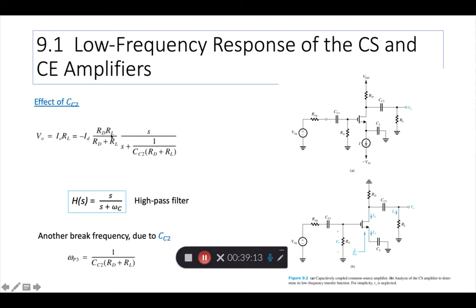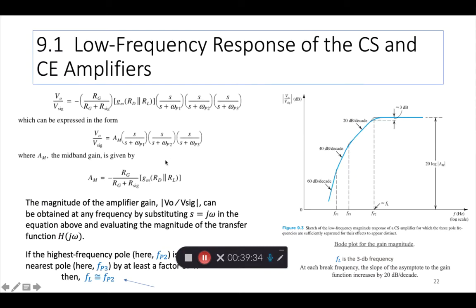Lastly, we have the effect of Cc2, which has its own form, and so this portion I've shown you is the break frequency due to Cc2, which is omega P3, which is 1 by Cc2 into Rd plus Rl. So the bottom line is we have 3 capacitors, and each of them gives us a different break frequency.